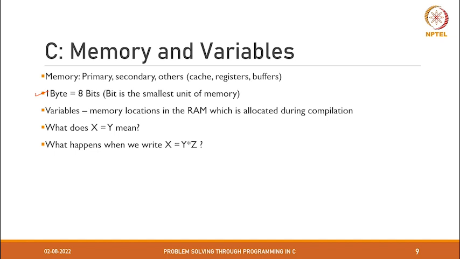But it may not work with some other compilers available. It may not work with Turbo C. Yeah, that is entirely possible. Okay, sir. Thank you.